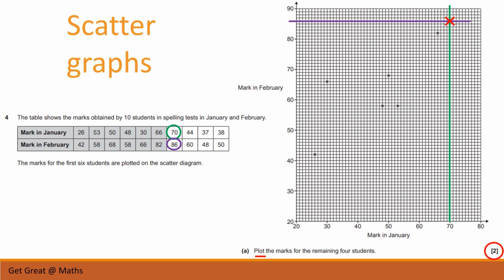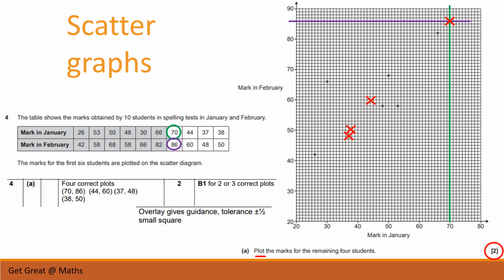So the next coordinate is 44, 60. So you will go across 44 and then up 60. The next one will be 37 going across and 48 up, and the next one will be 38 across and then 50 up. Remember, you go along the corridor and up the stairs to plot coordinates.